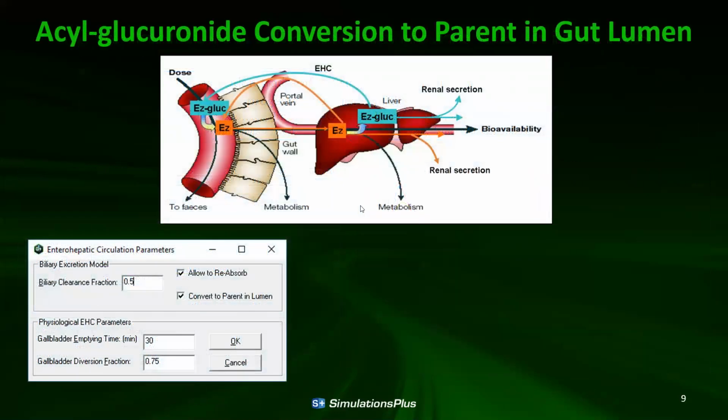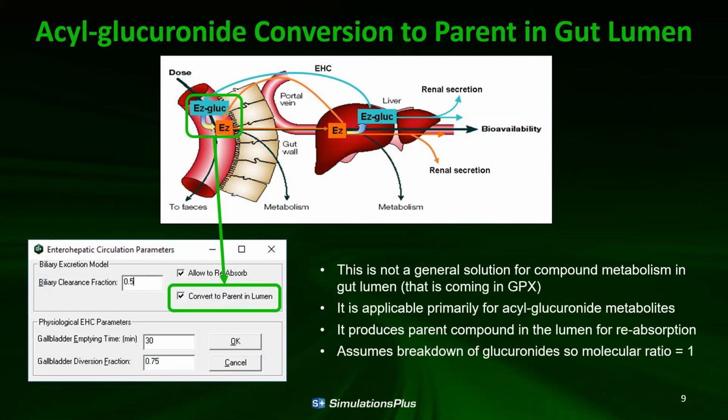Still with the ACAT model, but now we're going to talk about the simplified conversion of metabolite back to parent in the gut lumen. So what we're talking about here is acyl-glucuronide conversion to parent in the gut lumen. Previously, when modeling the enterohepatic recirculation of a glucuronide, the conversion back to parent had to be in the enterocytes and required a high activity enzyme in the gut. Now, there's a new checkbox on the EHC window which allows for simple conversion of a glucuronide back to the parent in the gut lumen. See the checkbox here.